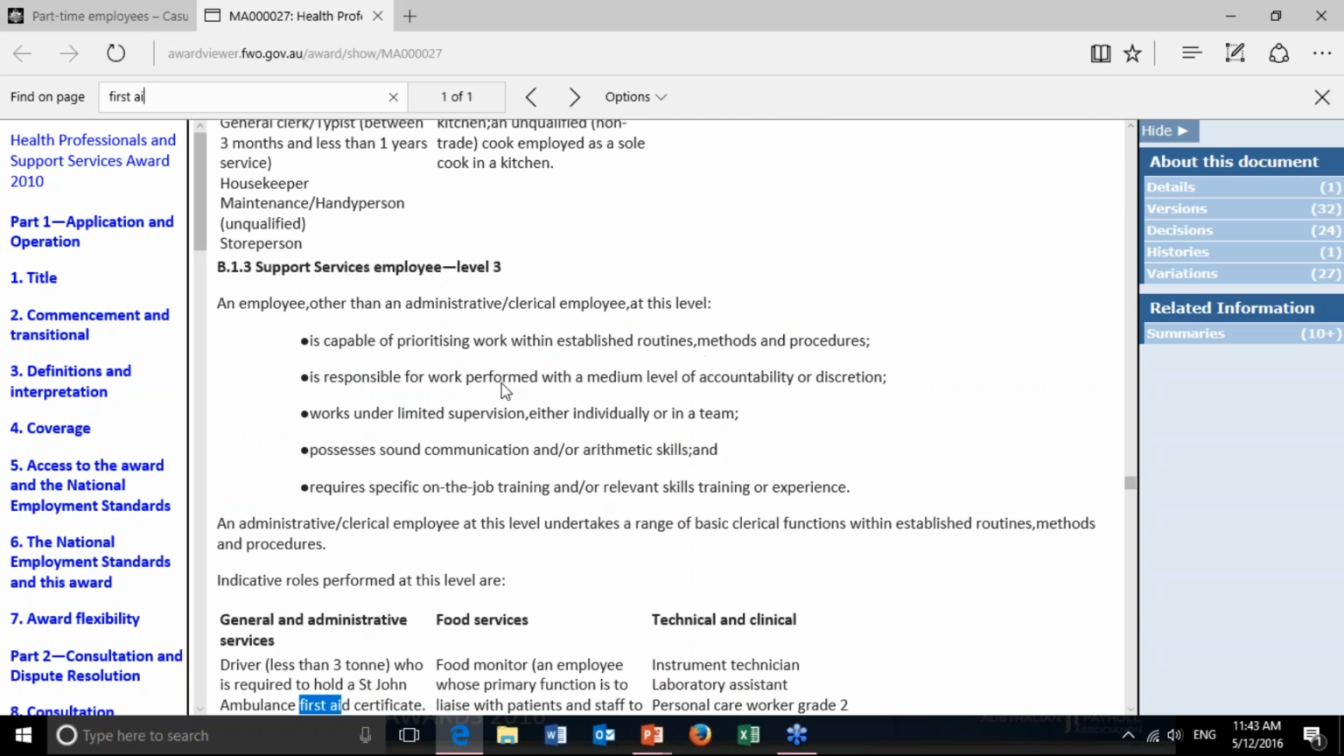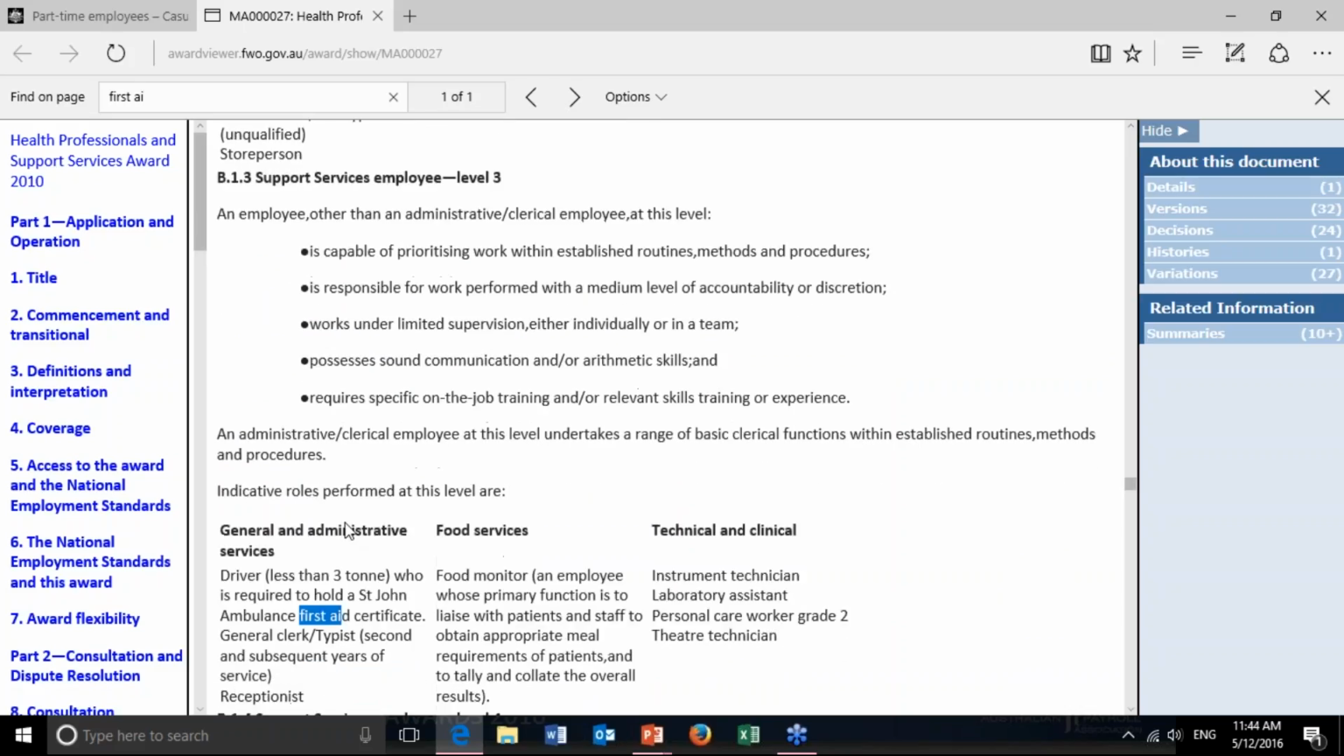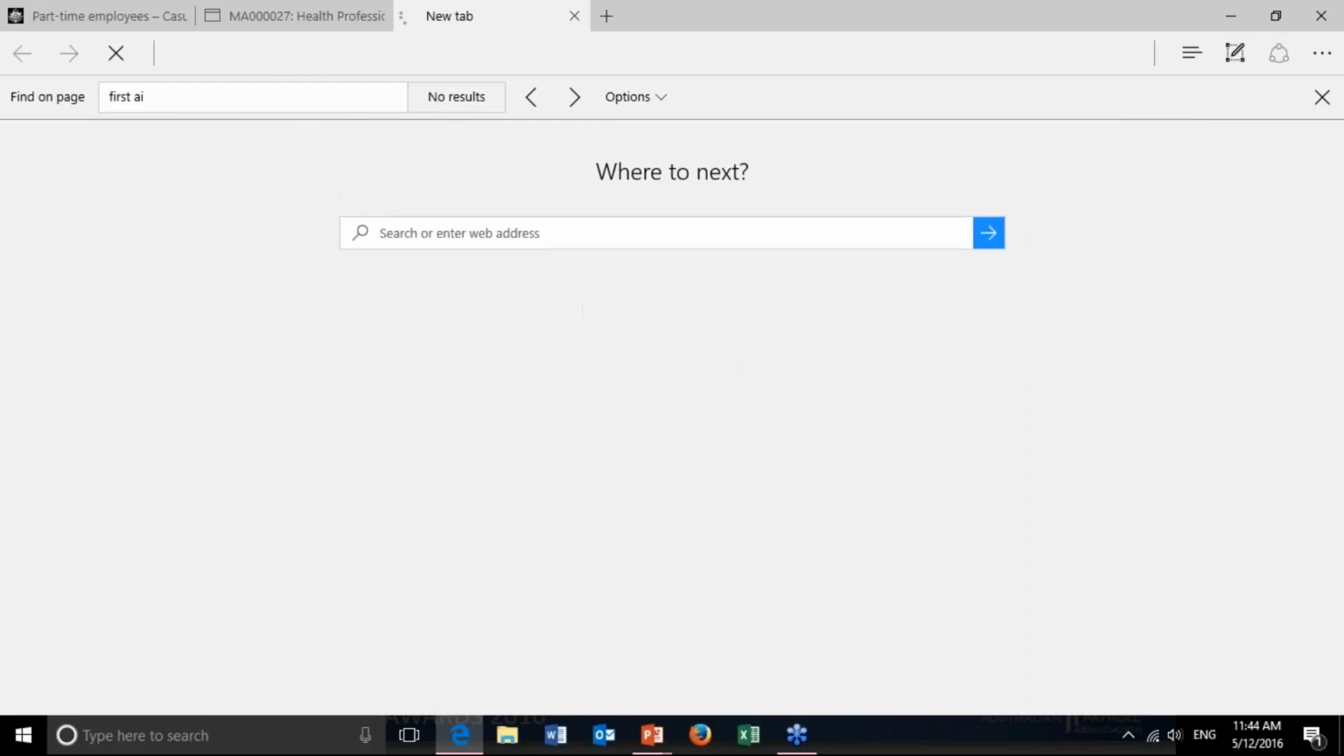Oh, we do have a first aid allowance here. Yeah. No, see, they do. They generally have. Maybe we should try the Clerks Private Sector Award for that one, sorry.